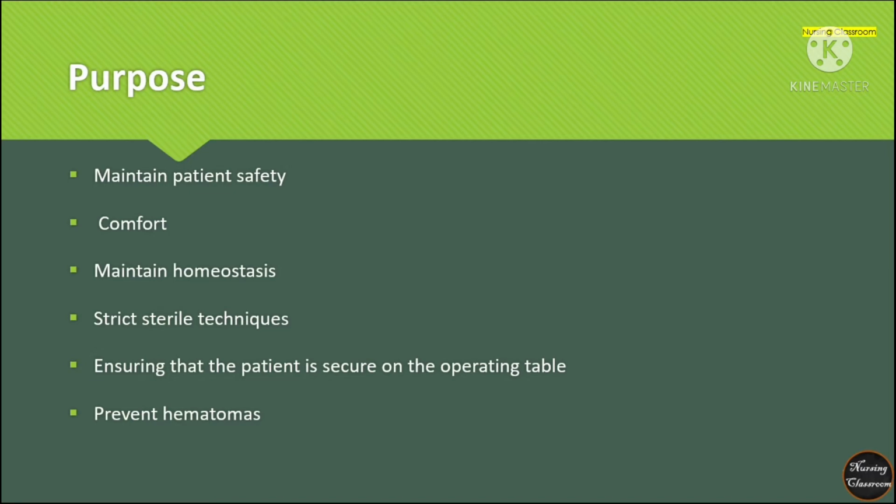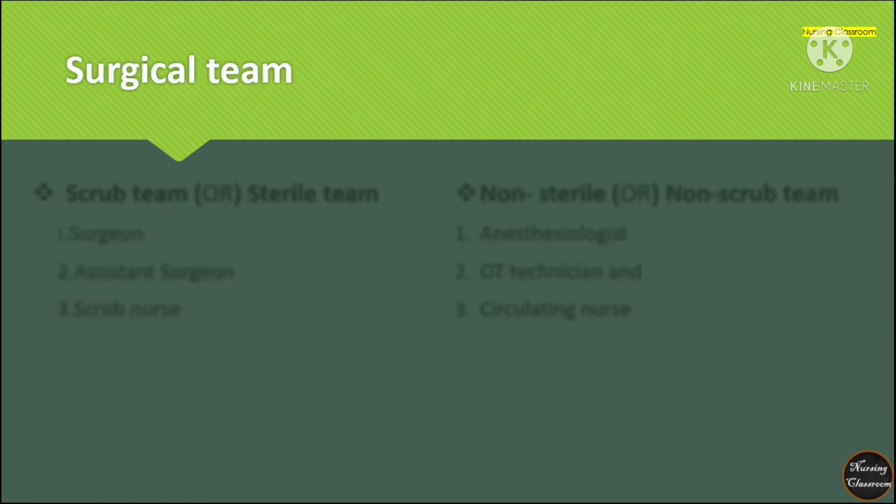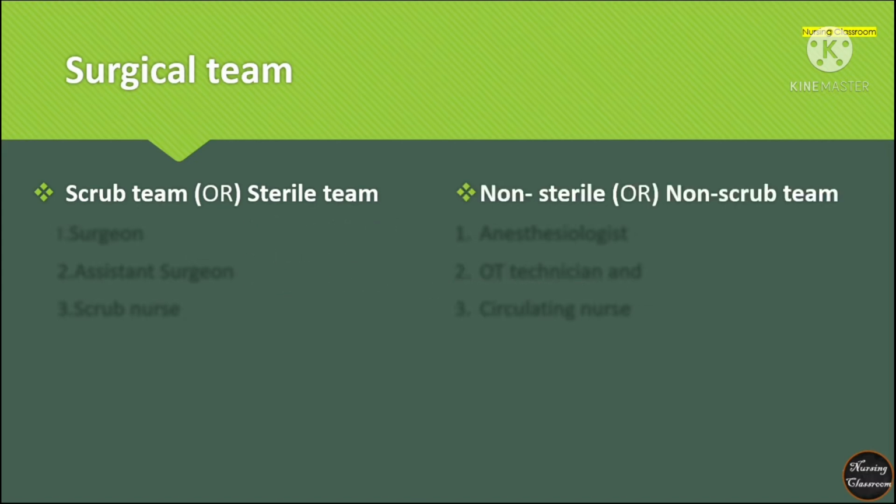Next topic, surgical team. The surgical team is broadly divided into two teams: the scrub team or sterile team. They perform the surgery, apply sutures, and handle all surgical equipment and materials used in surgery. The other team is the non-sterile or non-scrub team. They usually support the surgery but won't take part in the actual surgery itself.